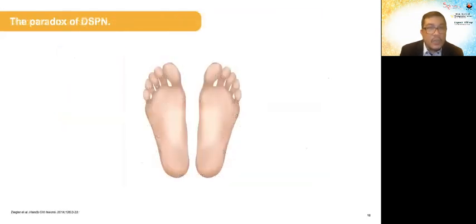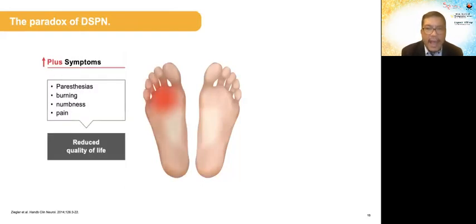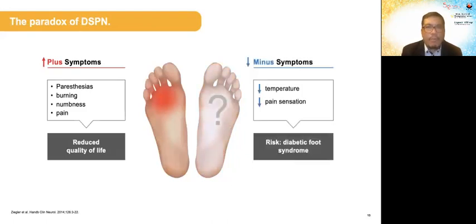So this is just to illustrate some paradox with regards to the presentation of distal symmetric polyneuropathy, because you may have what you call positive or plus symptoms as well as negative or minus symptoms. When we talk about plus symptoms, this will include paresthesias, burning pain, and numbness, and of course pain. And this will translate to a reduction in quality of life. Minus symptoms will be inability to appreciate hot and cold, and reduction in temperature and pain sensation.